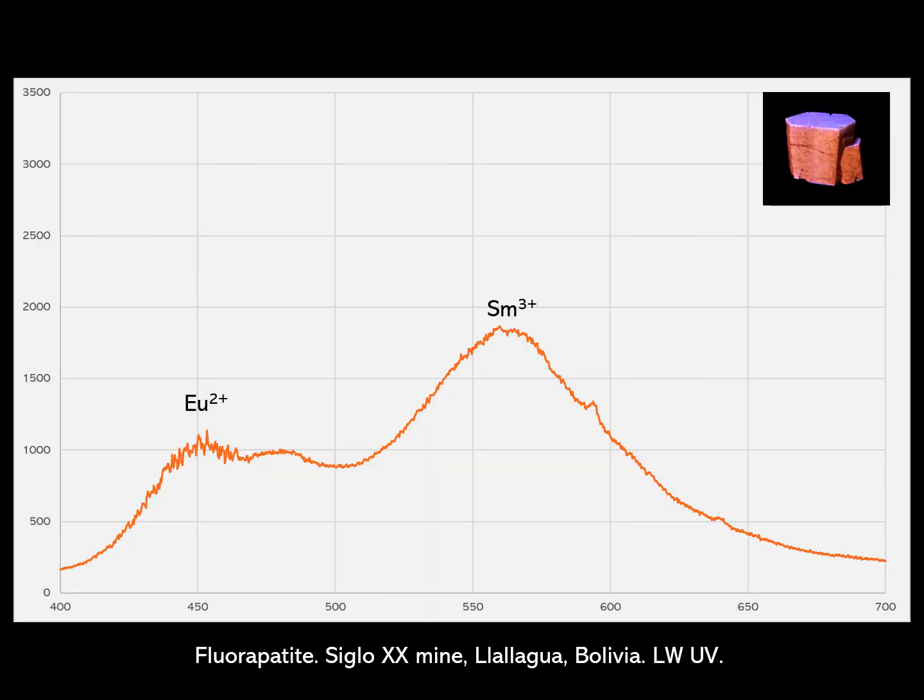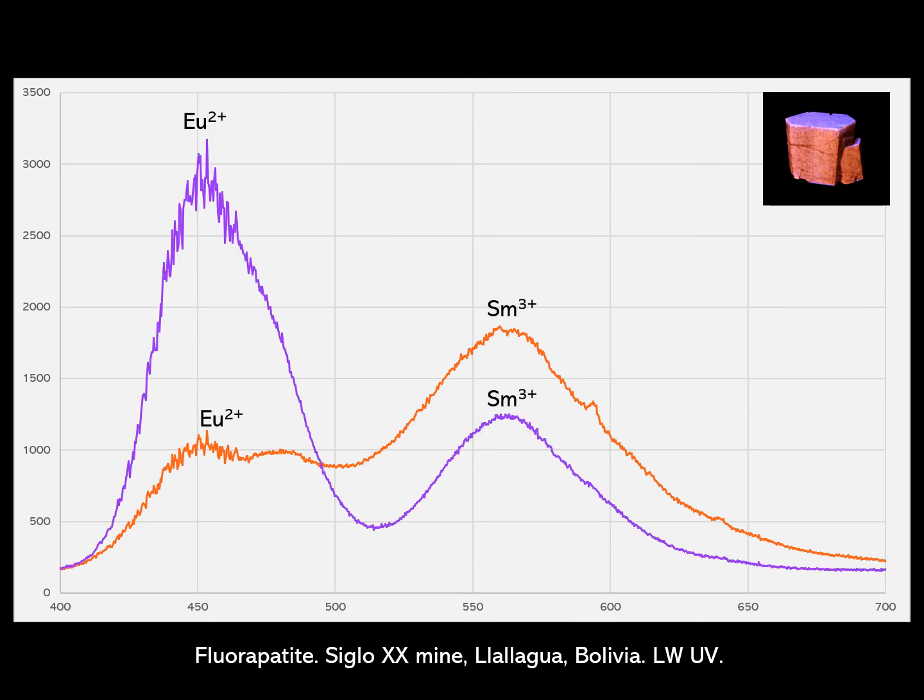Here is the spectra for those prism faces, again with the europium 2+ and samarium 3+ coactivation. As for the pinacoid faces that are luminescing that kind of blue-purple, you see a really high europium 2+ peak compared to a lower intensity samarium 3+ peak, which suggests that the difference in color between the prism and pinacoid is due to different amounts of these two elements.